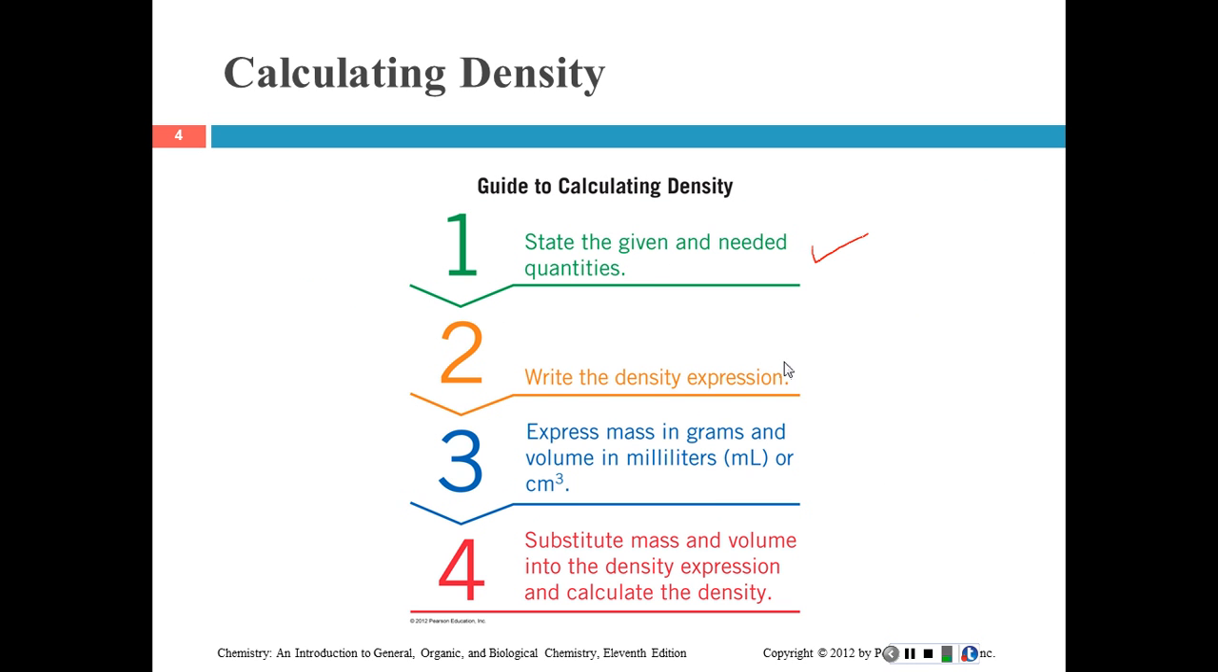So when we're calculating the density of something, it's very similar to what we saw before. We state the given and the needed. We write the density expression. This is just a little bit different, and this is what we just saw. Density equals mass divided by volume. We express the mass in grams and the volume in either milliliters or cubic centimeters, and it totally doesn't matter because they're interchangeable. The only other thing we might have to do is change our units if our measurements are not in grams and milliliters. And then substitute mass and volume into the density expression and calculate the density.